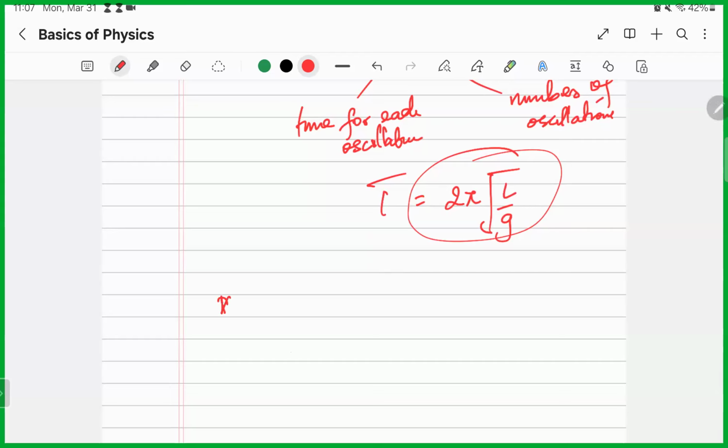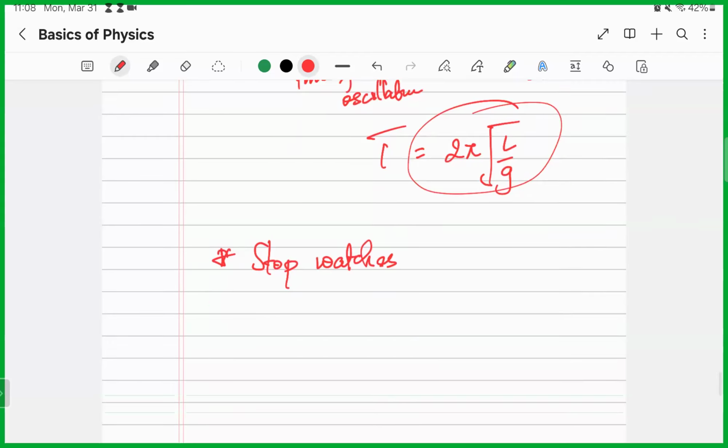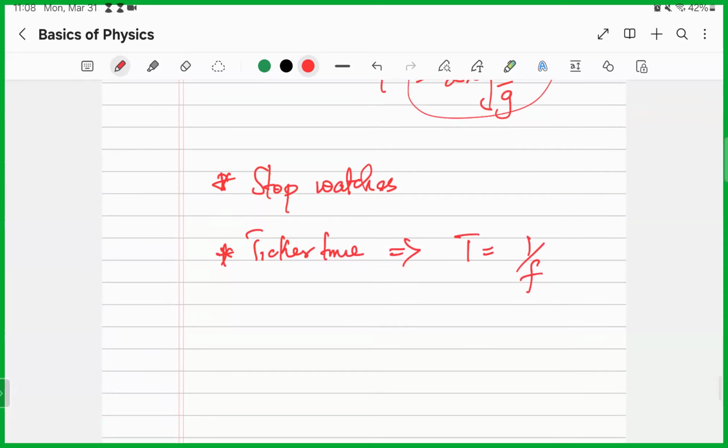We have stopwatches. These are very common because they're electronic. Now we have electronic clocks, stopwatches. And then the ticker timer, outdated, but works more on the principle of frequency. Ticker timer. So it works on the principle of period being equal to 1 over frequency. So the more number of dots you see, the space between them, how spaced out they are.